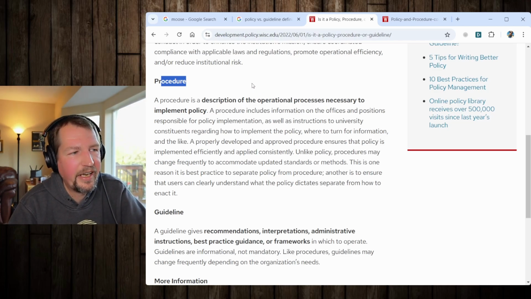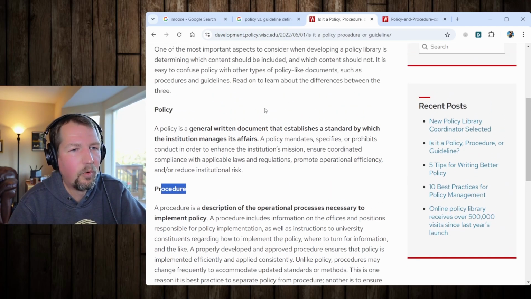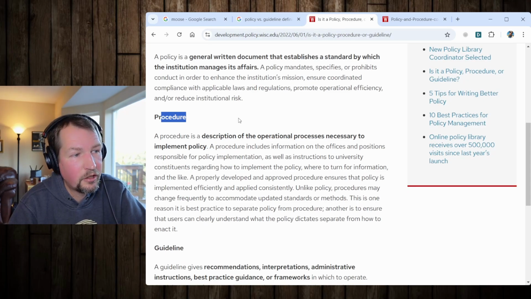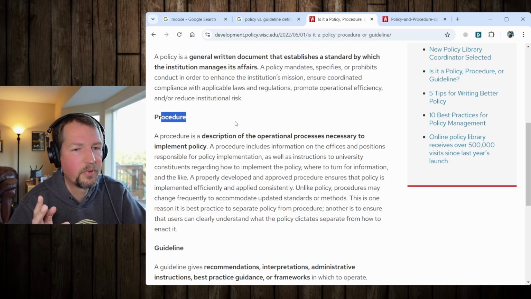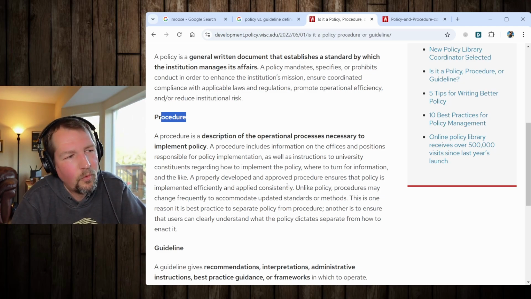So I think what they're saying here is that the fundamentals of the policy are going to be what is required or what is prohibited. And then the procedure is the documentation around how you are going to measure and potentially what the repercussions are if the policy is not followed. Let's see if they talk about that. A properly developed and approved procedure ensures that policy is implemented efficiently and applied consistently. Yeah, you don't want any double standards.